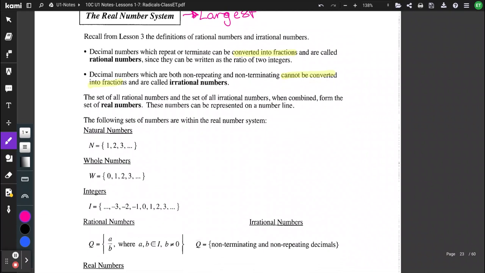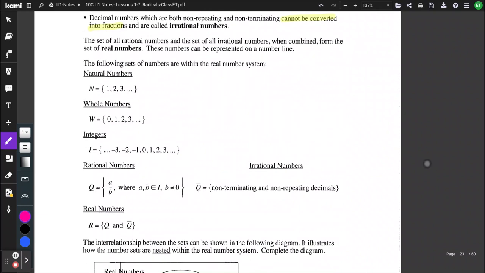So it says the set of rationals and irrationals are under the umbrella of the real number system. If the real number system were a diagram, which we're going to draw in a moment, it's on the bottom actually, it's going to tell us what that actually means.